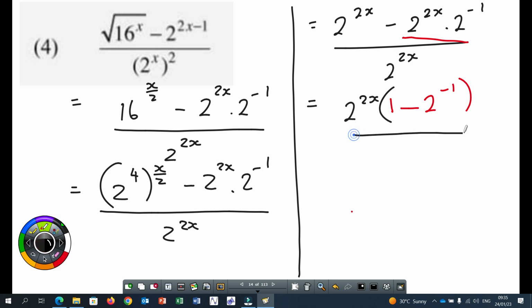Then my denominator is 2 to the power of 2x. Therefore these two are going to cancel out. After they've cancelled out, I'll get 1 minus a half. The denominator here is now a 1. So my final answer will be what? A half. 1 minus a half gives you a half.